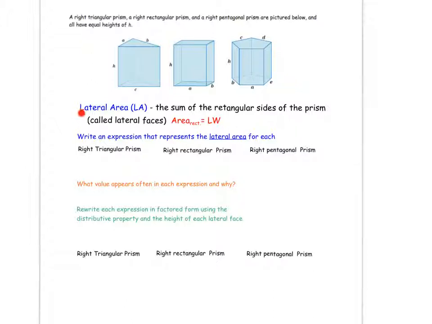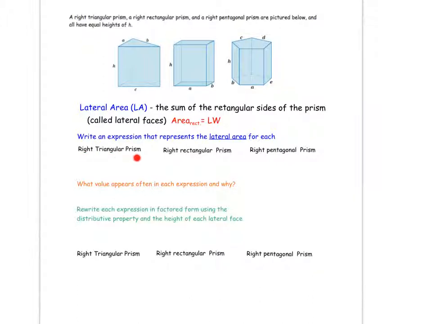So I want to talk about the lateral area. This is a really easy way to figure out surface area of right prisms. The sum of the rectangular sides, so all of these sides, they're called lateral faces. The sum of those is the lateral area. So the sum of all of these sides, not worrying about the top and the bottom. To help us understand an easy way to figure out the surface area, I am going to have you write an expression that represents the lateral area for each, and I'll show you what I mean.